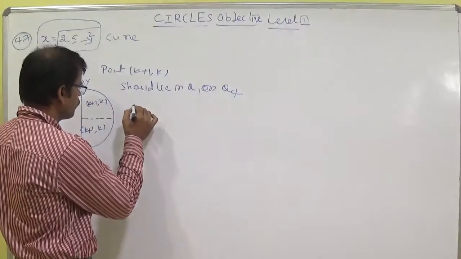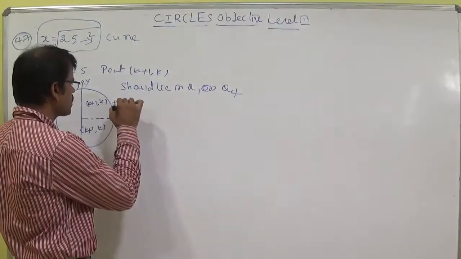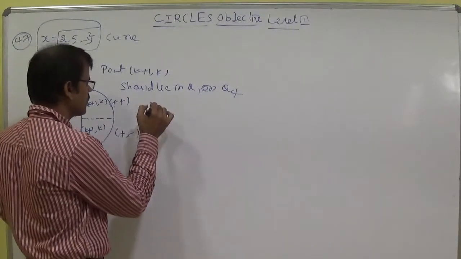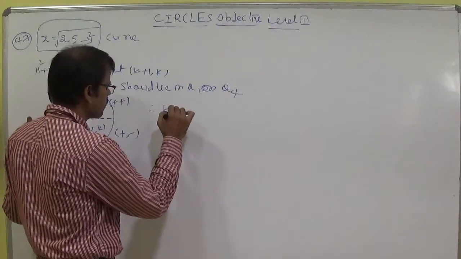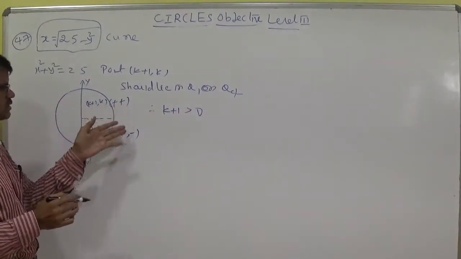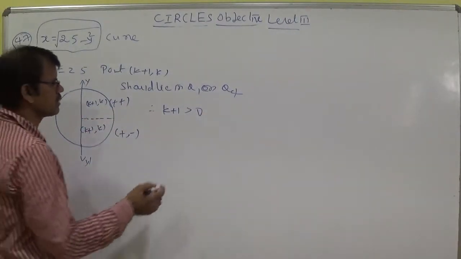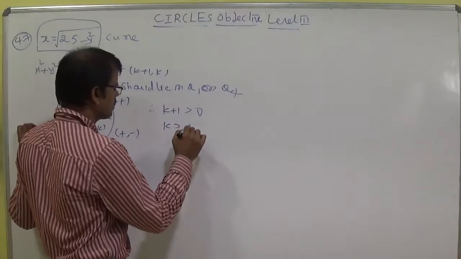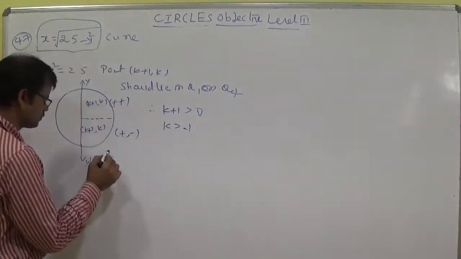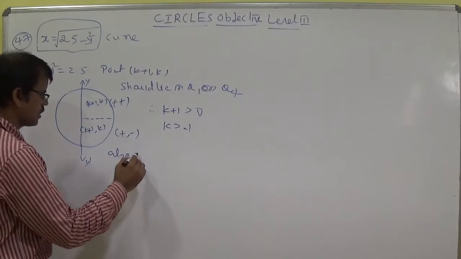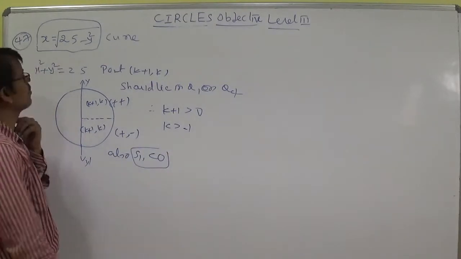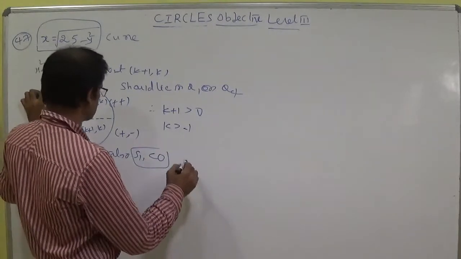Now, Q1 means plus comma plus, and Q4 means plus comma minus. Therefore k plus 1 greater than 0 is the main concept. Because whenever k is greater than 0, k plus 1 should be greater than 0, so k plus 1 greater than 0 gives k greater than minus 1. This is the main condition. Also, use the formula S11 less than 0, because the point lies inside the circle.